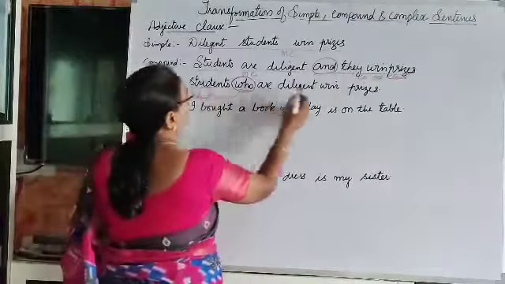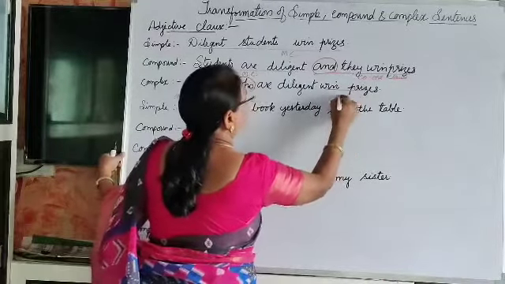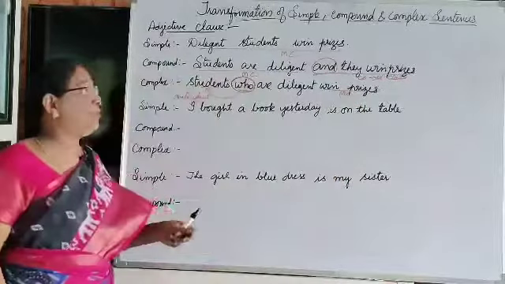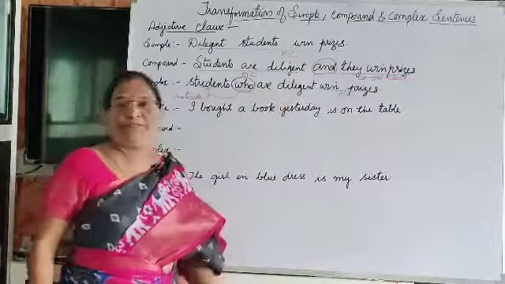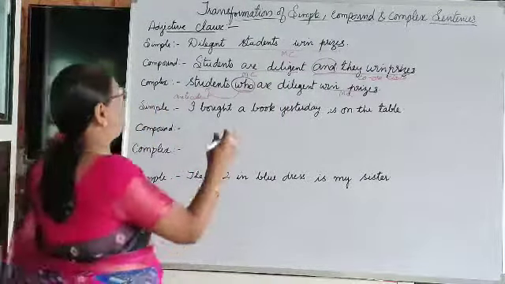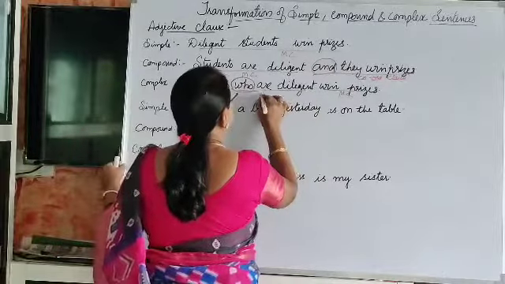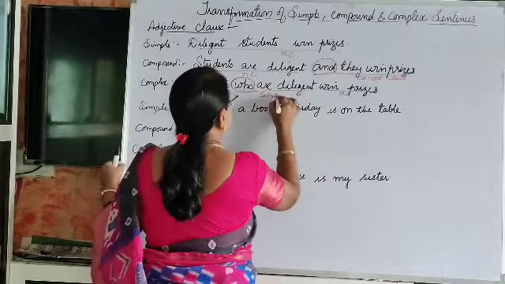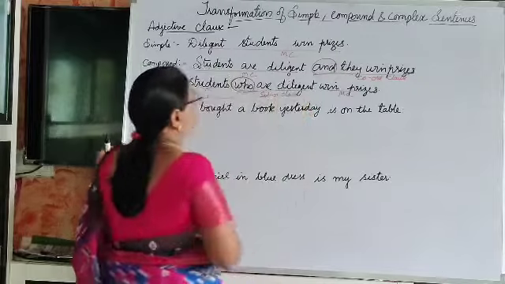Here, students win prizes. This is main clause. Who are diligent? Who are diligent is the subordinate clause. Understand?